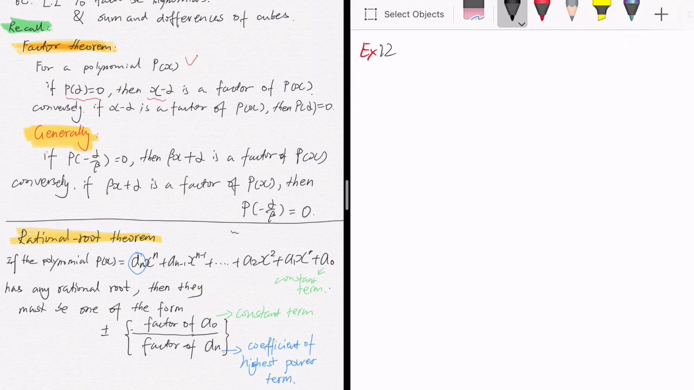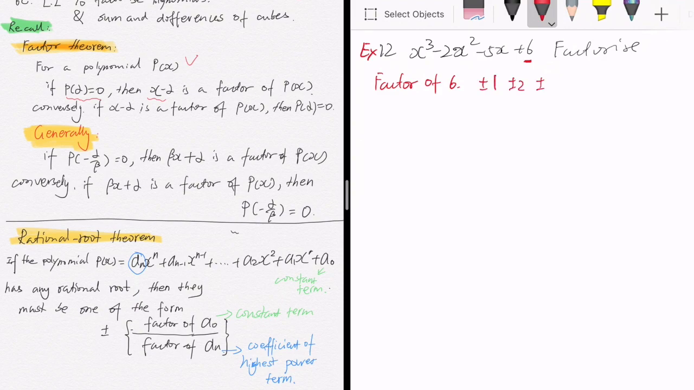Which is x cubed minus 2x squared minus 5x plus 6. We are asking you to factorize it. Now, if you have a look at the constant term, we are looking for the factors of 6. So you will have plus minus 1, plus minus 2, plus minus 3, plus minus 6. All of them are factors of 6, the constant term. That's where we usually start to find that factor.